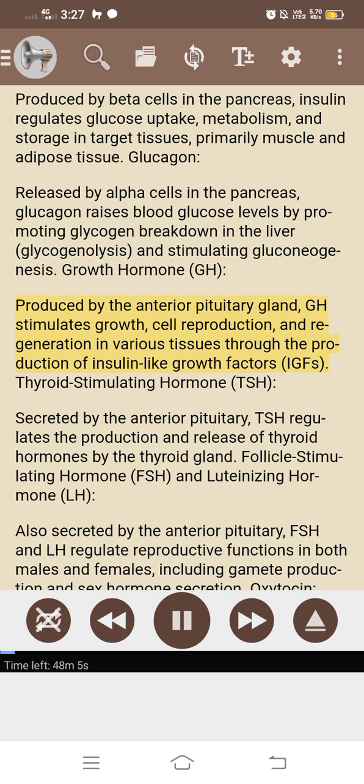Produced by the anterior pituitary gland, GH stimulates growth, cell reproduction, and regeneration in various tissues through the production of insulin-like growth factors (IGFs). Thyroid stimulating hormone (TSH). Secreted by the anterior pituitary, TSH regulates the production and release of thyroid hormones by the thyroid gland.